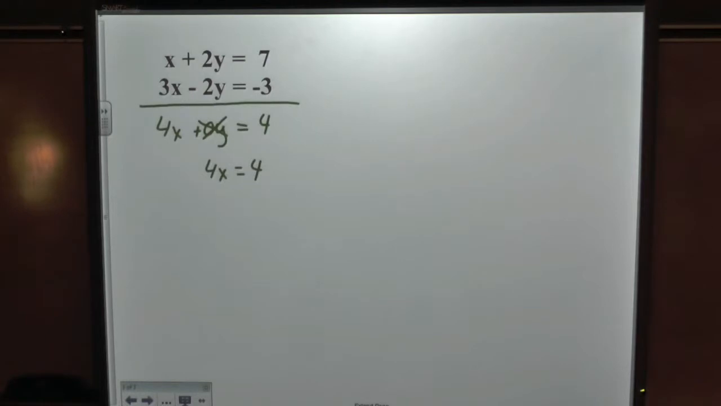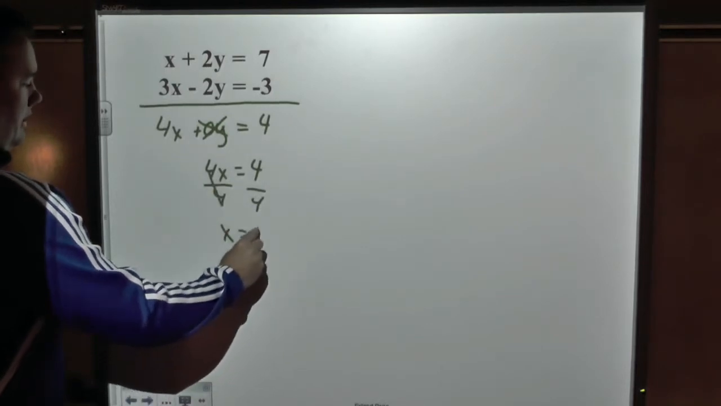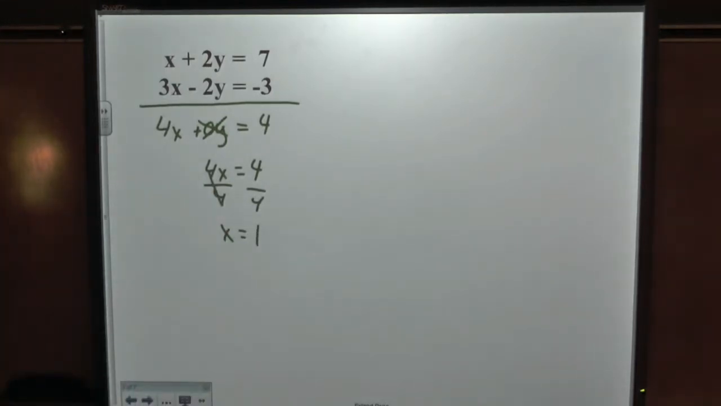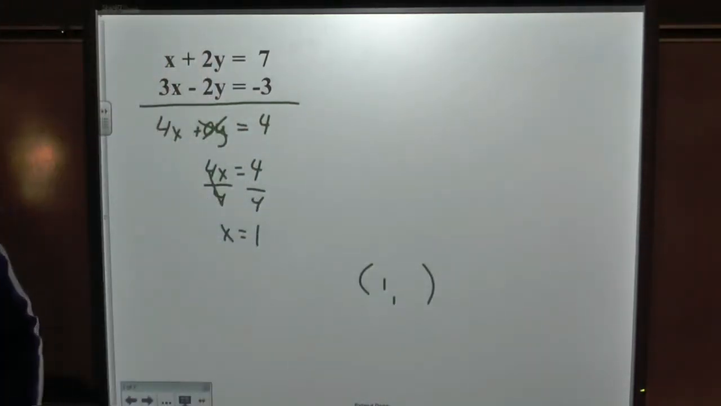You're down to one type of variable now, just the x. You can solve this one-step equation. Divide both sides by 4, x equals 1. So now, just like before, you have the x coordinate. We still need to find the y coordinate. This is no different than what you did with substitution.